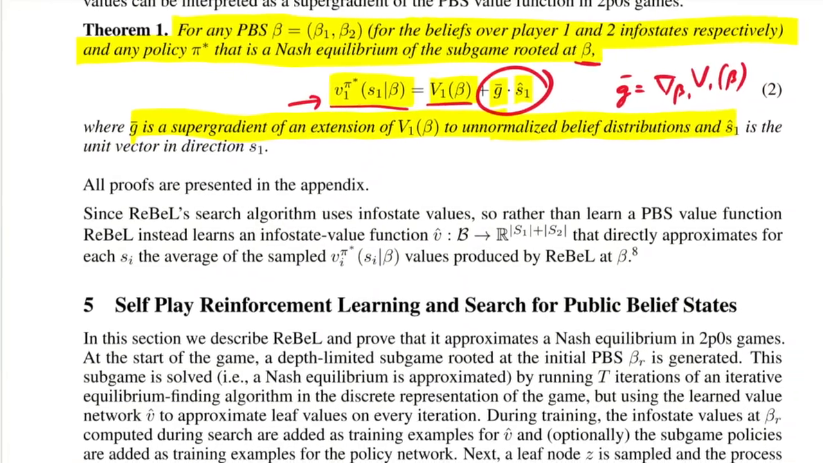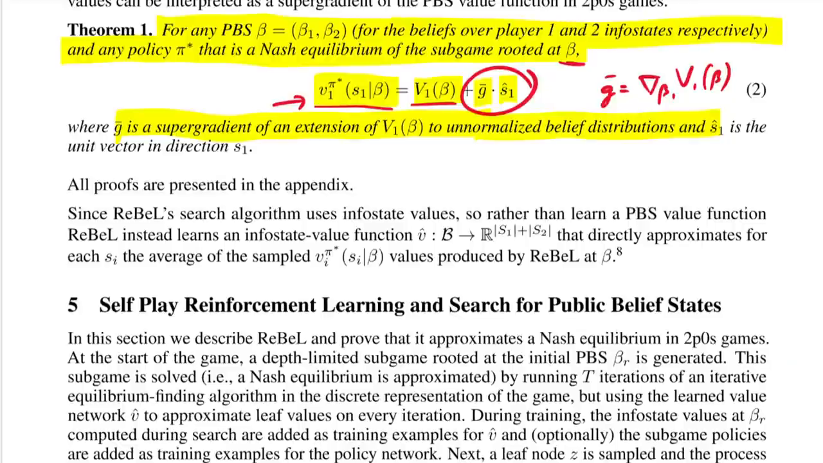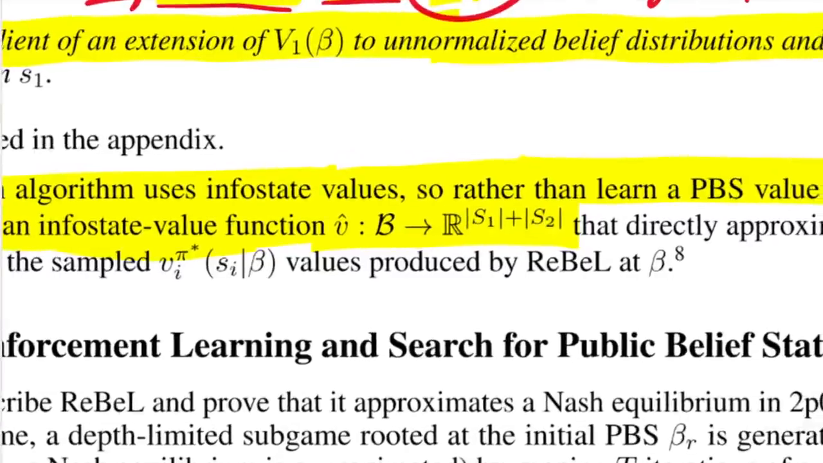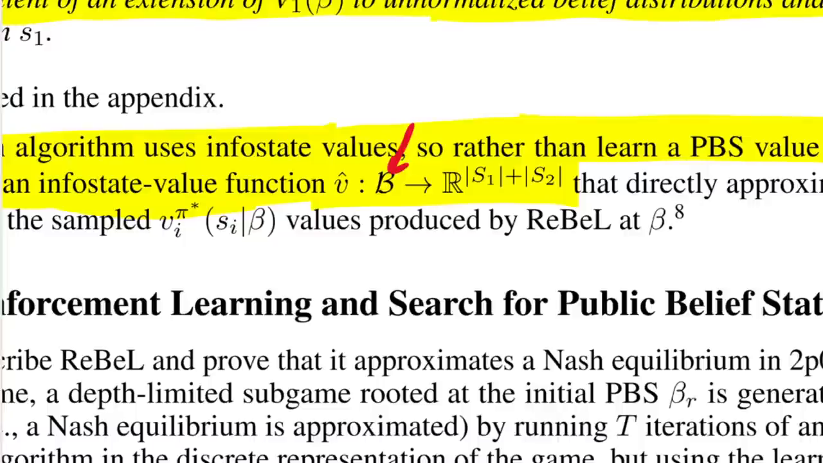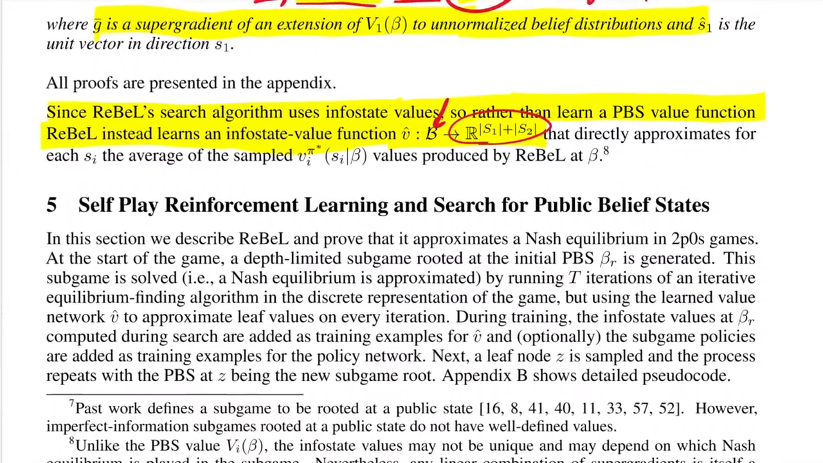So the learned part in this algorithm, this is the first time we see a neural network. Since ReBeL's search algorithm uses info state values, rather than learn a PBS value function, ReBeL instead learns an info state value function. So we're going to input a public belief state, and we're going to get a value for each info state. So we'll simply learn a value function with a vector output. You could also input the public belief state and the info state and get out a single number. I guess that would turn out to be the same thing.